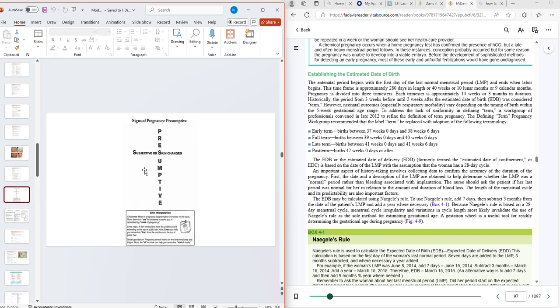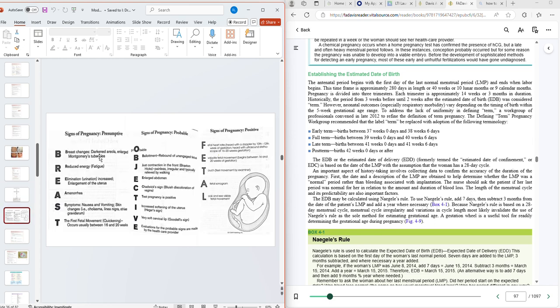There's just a little blip over here. Some things I found: a little article with pictures on the signs of pregnancy, presumptive, probable, and positive, if this helps you. To remember those, there are some acronyms with different definitions, so you can read through those.